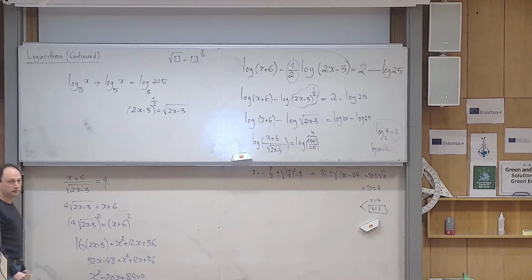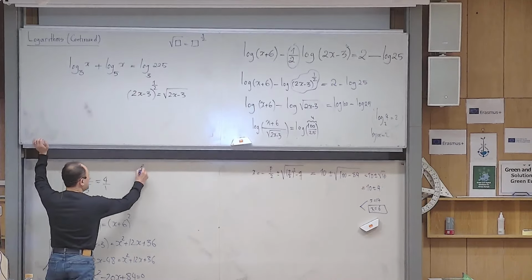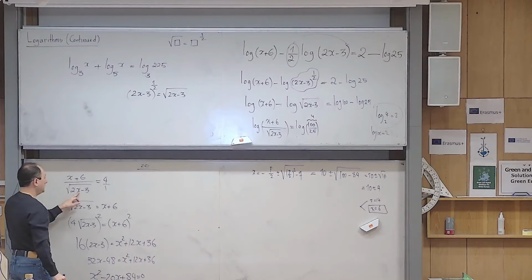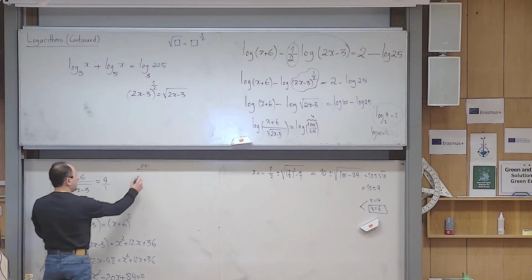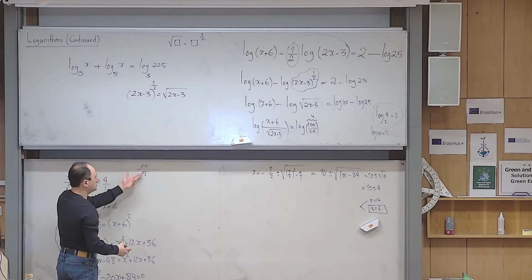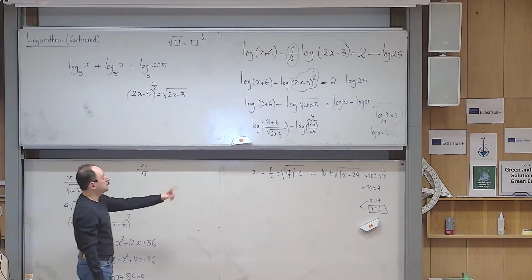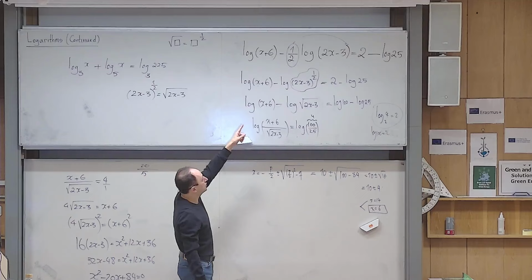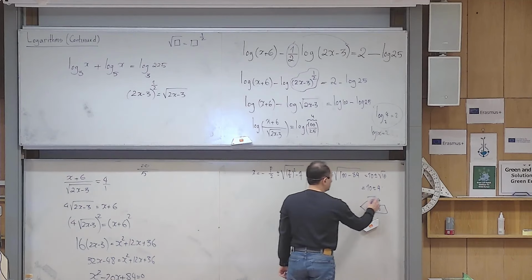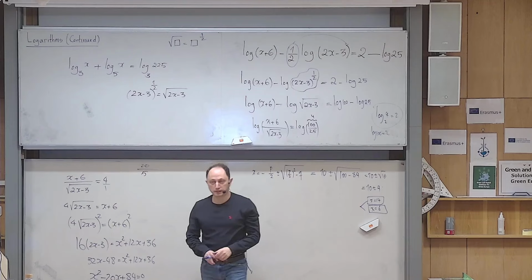What about 14? If I put 14 here, it becomes 20. If I put 14 here, 28 minus 3 is 25. Square root of 25 is 5. That's also correct. 20 over 5 is 4. But does 14 make a problem for the logarithmic equation? No. The problem is finished.